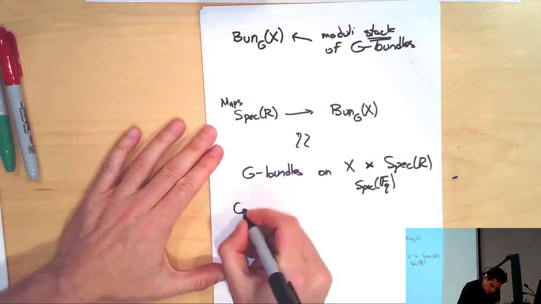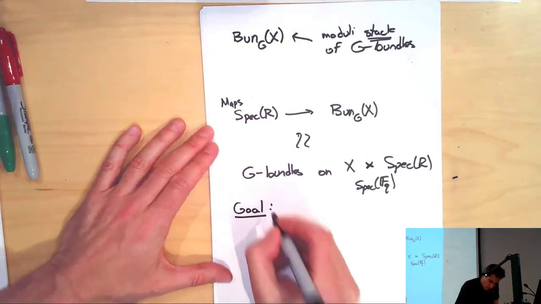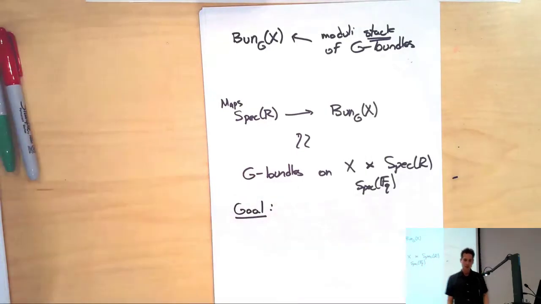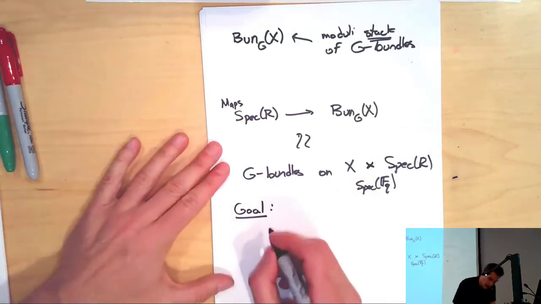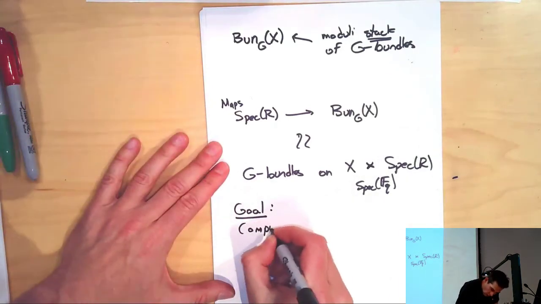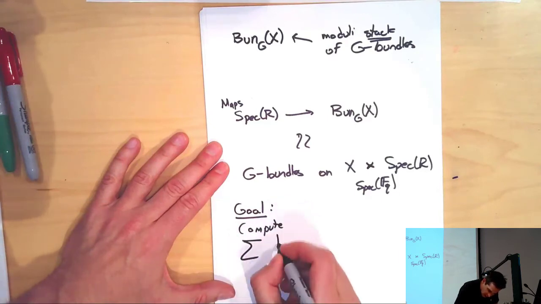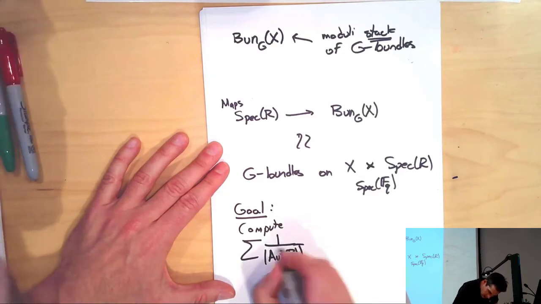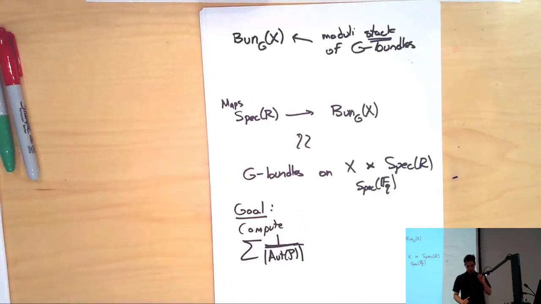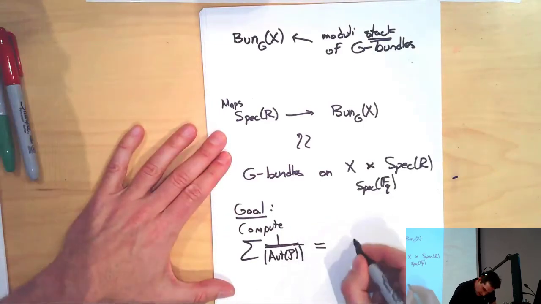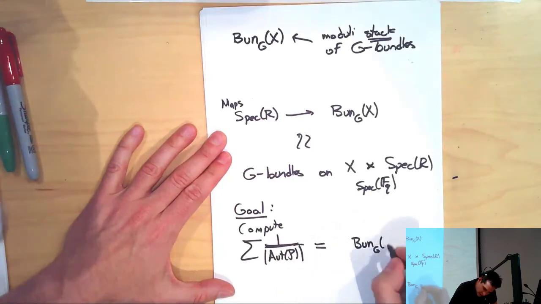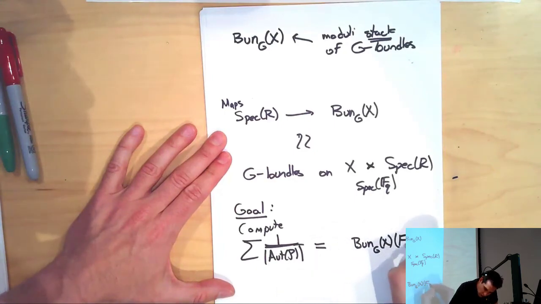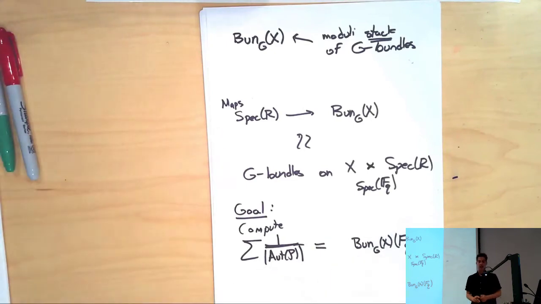And so our goal is to prove some equality of numbers, but let's say it's to compute the number that appears on the left-hand side. We would like to compute what I'm calling the sum over all principal G-bundles of 1 over the size of the symmetry group. And what I want you to think of, a principal G-bundle on X itself is an F_q-valued point of this moduli stack Bun_G(X).